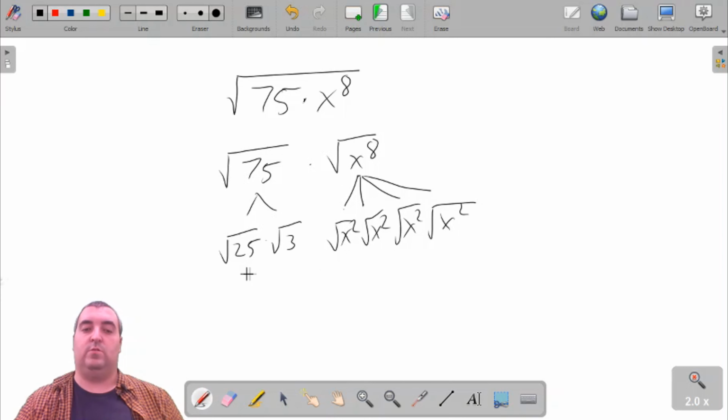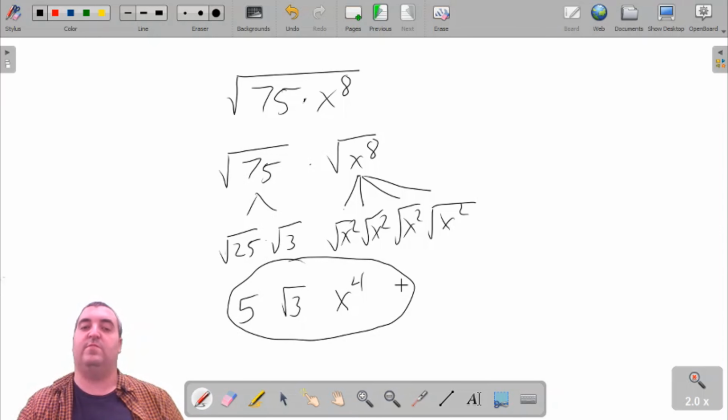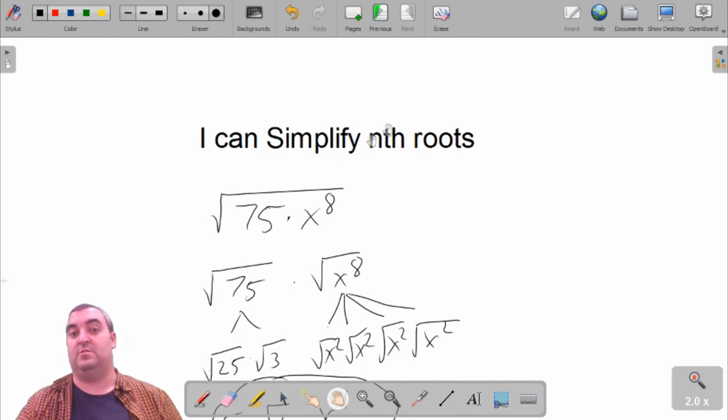So here we can simplify now. That 5, that's just root 3 because we can't simplify that anymore. This would be x, this would be x, this would be x, this would be x. So then it would be x to the 4th. And there we go, there's our simplifying. So when it comes to square roots, you have done these before, but it's still considered an nth root.